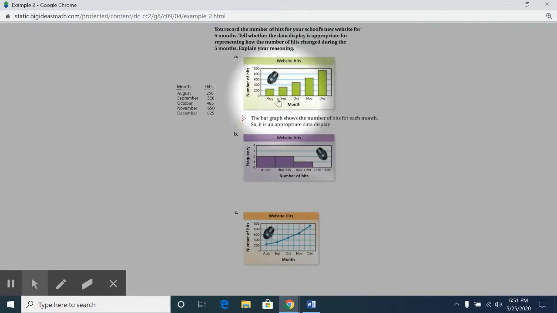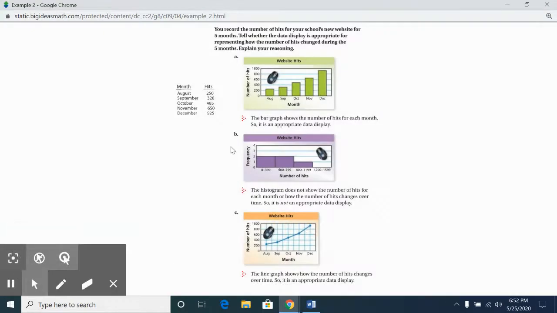Does that work? Sure. It says the bar graph shows the number of hits for each month, so it is appropriate, okay? Now down here, this histogram stretches the number of hits on the bottom from 0 to 399, from 400 to 799, and so on. And then it's saying how many times did that happen. This isn't really a great representation. It says the histogram does not show the number of hits for each month, right? It doesn't show that, or how the number of hits changes over time. So it's not an appropriate data display.